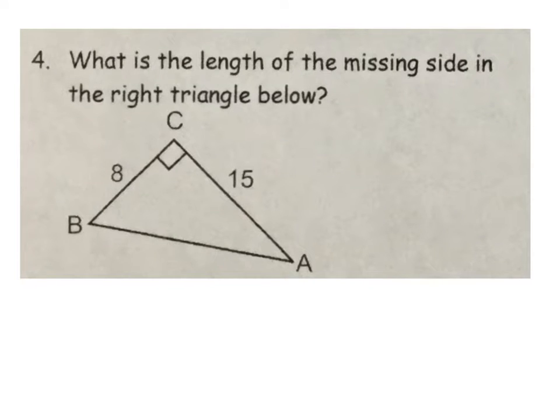Okay, number 4. What is the length of the missing side in the right triangle below? So we're looking for this side right here. Okay, we're given the other two, so Pythagorean theorem. So figure out what it is we need to do.